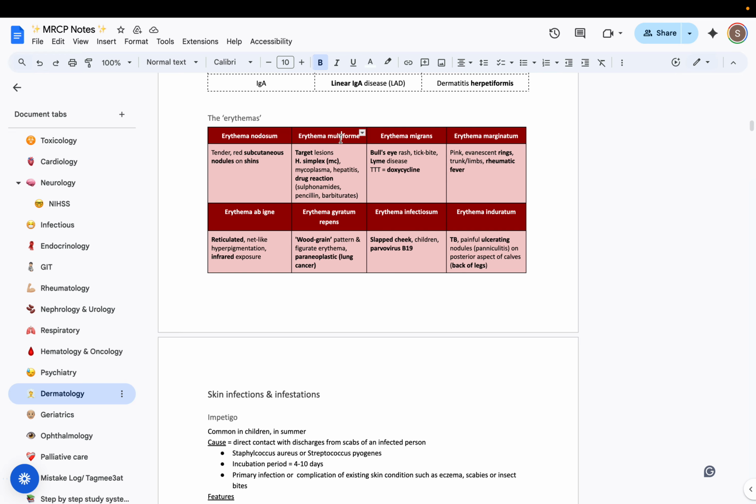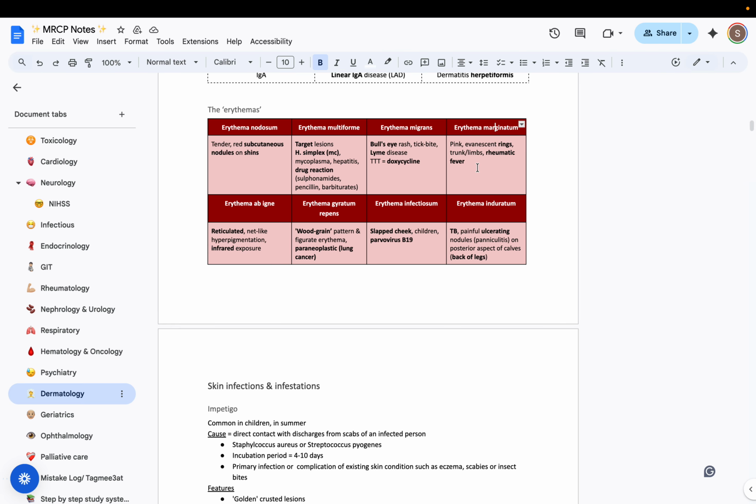So multiforme, this is the target lesion of herpes and drug reaction. Migrans, I will remember this by a migrant, someone who migrates, like me when I hike from somewhere to another. I don't know if that even makes sense, but that's how I'm going to remember it. So this happens when you go on a hike and you get a tick bite and you get Lyme disease. Marginatum, I will remember this: rheumatic disease, marginatum. That makes no sense, but yeah.